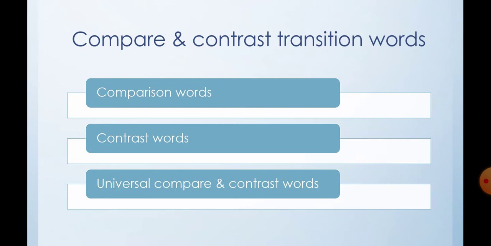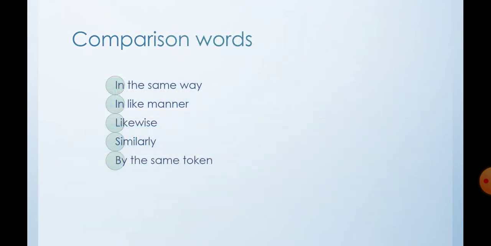So, if you want to explain what two things have in common, you can use a few examples of comparison words, such as in the same way, in like manner, likewise, similarly, or by the same token.